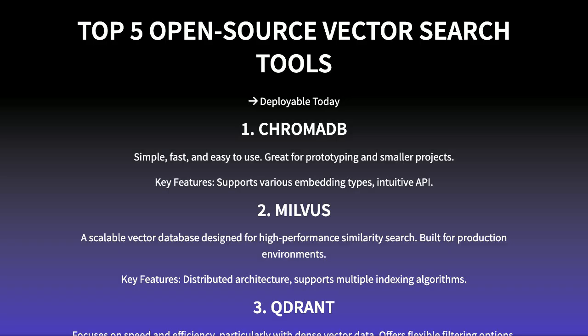Weaviate stands out because it's a graph database that seamlessly integrates vector search, brilliant for knowledge graphs. Finally, Vespa is a powerhouse built to handle massive datasets and complex ranking scenarios.